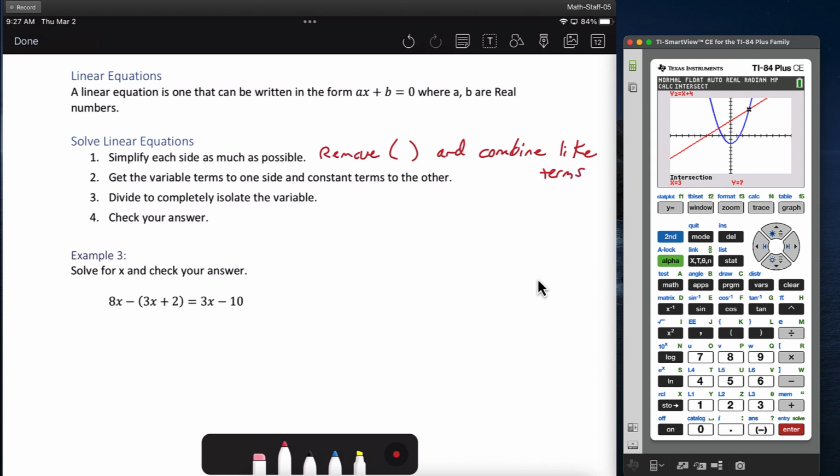Step 2 is get the variable terms on one side and the constants on the other side. Step 3, divide to completely isolate the variable. And step 4, you can check your answer.